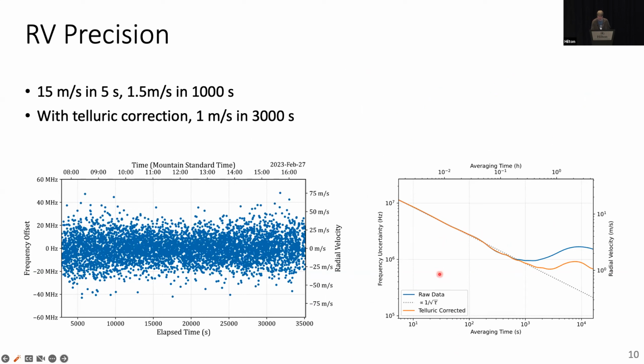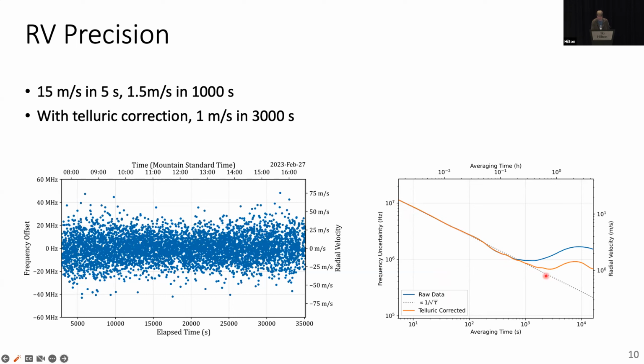The uncorrected radial velocity precision of this data set is about 15 meters per second in 5 seconds and hits a noise floor of 1.5 meters per second at around 1,000 seconds. The telluric corrected version reaches down to about 1 meter per second.